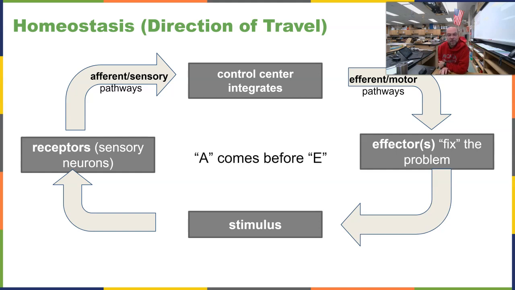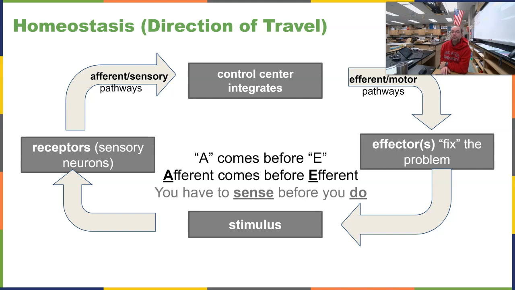There's a very easy way to remember this. It's a one-way loop. Okay, A comes before E. That means afferent has to come before efferent, which totally makes sense because you have to sense that there's a problem before you do something to fix it.